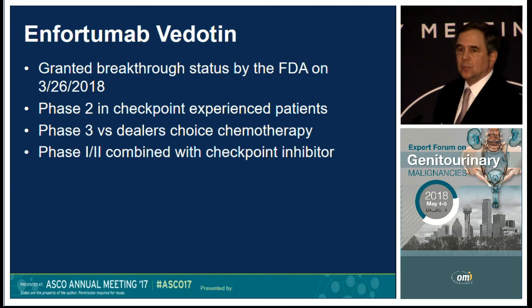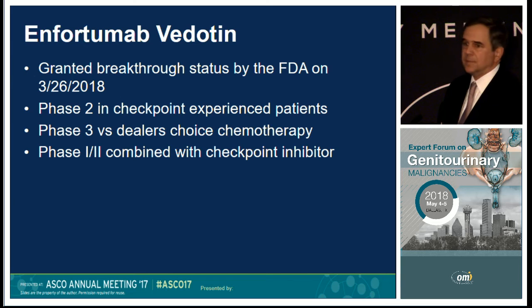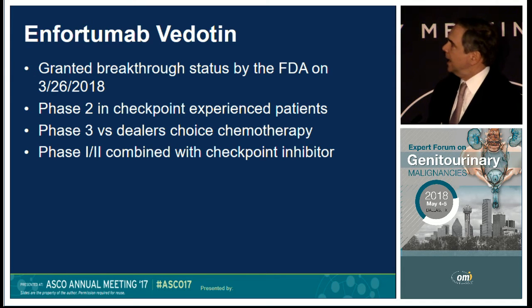There is a phase 3 trial, which just opened recently, of Enfortumab versus dealer's choice chemotherapy in patients who've had prior checkpoint inhibition therapy. And in those patients who've had no prior therapy, there is a phase 1, phase 2 trial that is combining Enfortumab with pembrolizumab as frontline therapy. So the question is, of course, is there an interaction between IO and Enfortumab vedotin? We may see that later on through randomized trials. But this is the schema for the drug's approval.